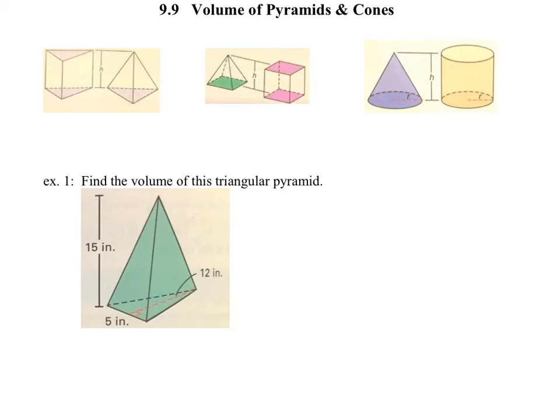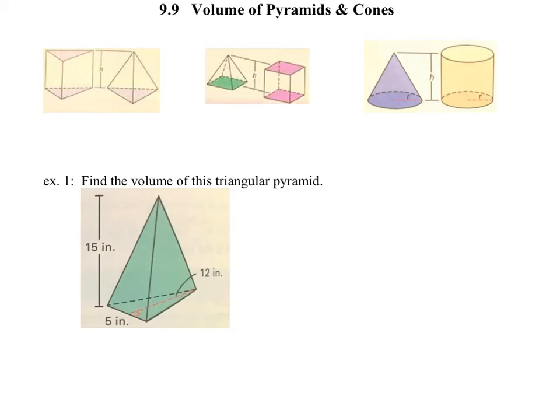Up until now, like section 8 and section 6, we've been doing things like this. We were talking about prisms. Those are where you have two sides, so these are the two bases. They're identical, which in math we say congruent, and they're parallel to each other.